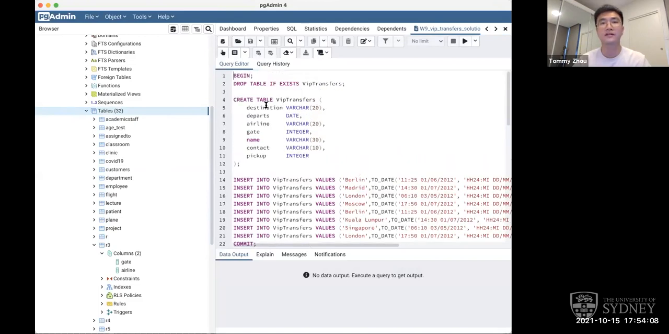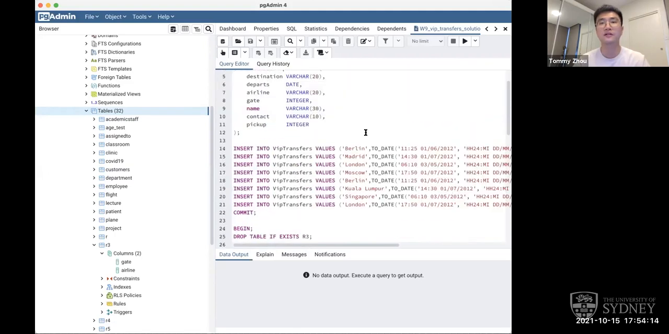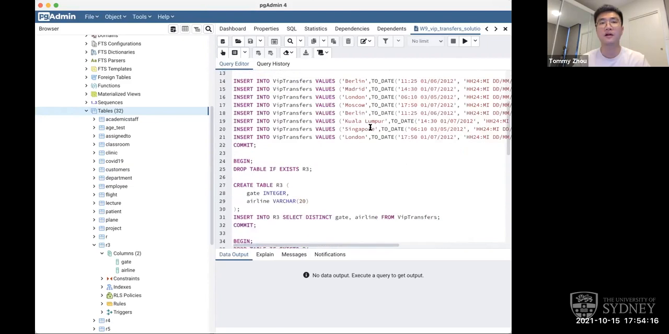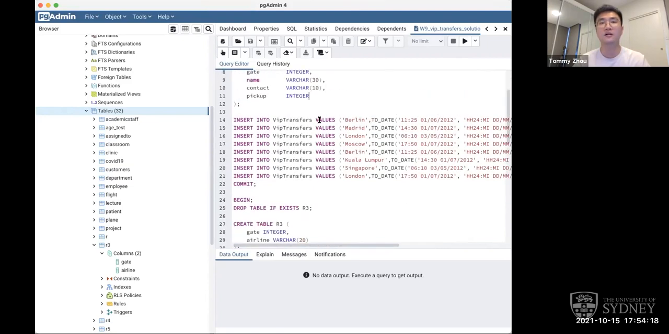So we've already created a table that corresponds to the original one where we have 7 attributes and we inserted valid values. How many did we insert in here? 1, 2, 3, 4, 5, 6, 7, 8. All right. We have 8 tuples in the original table.